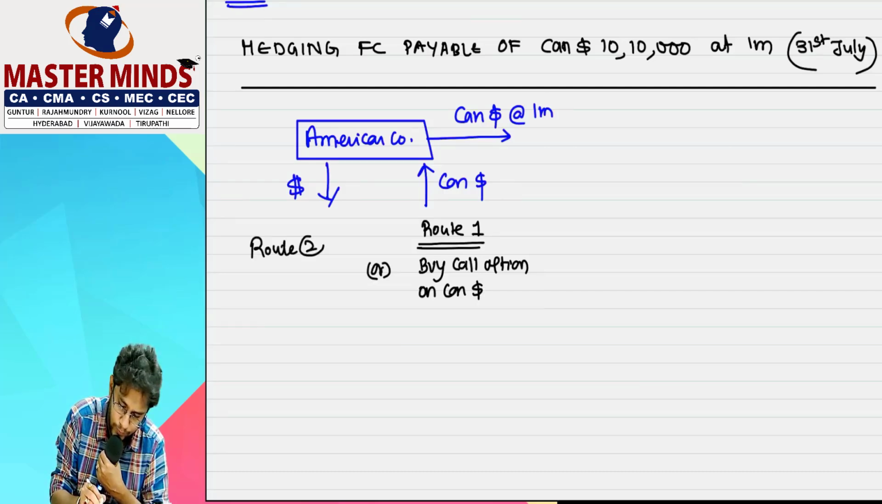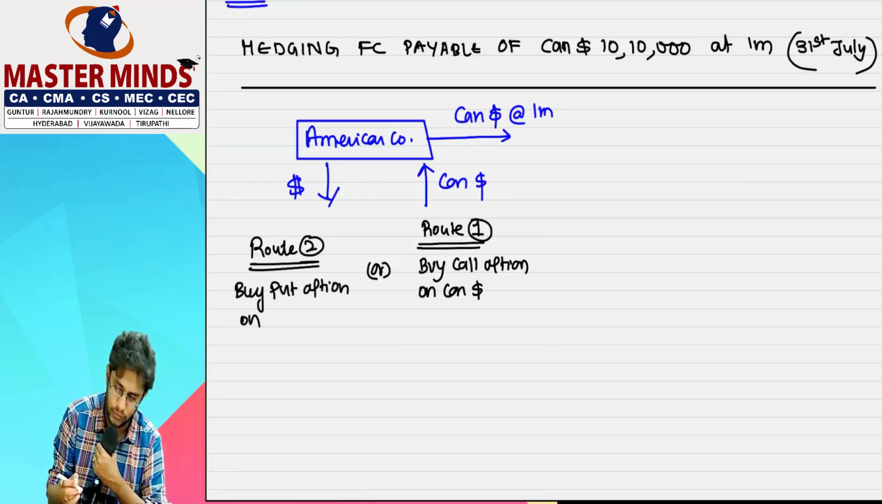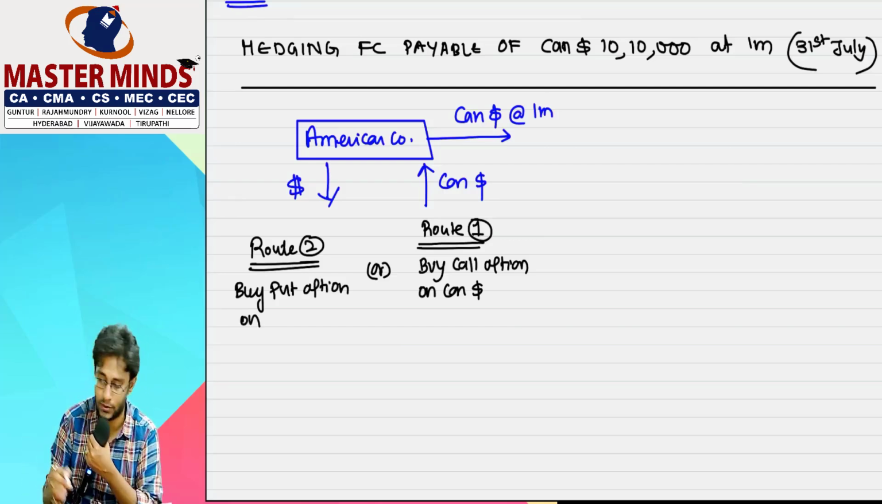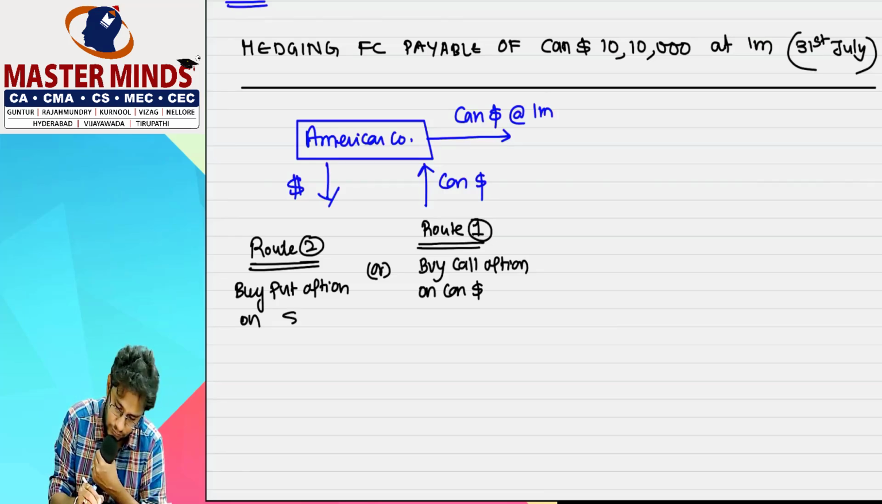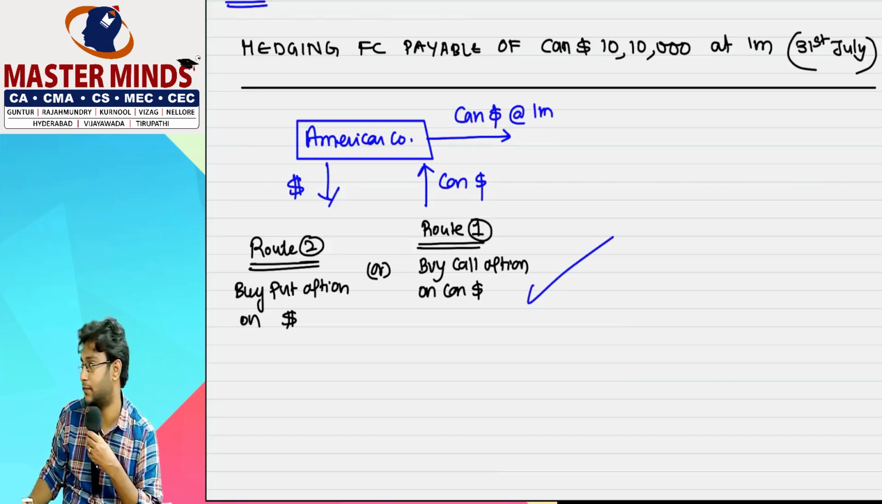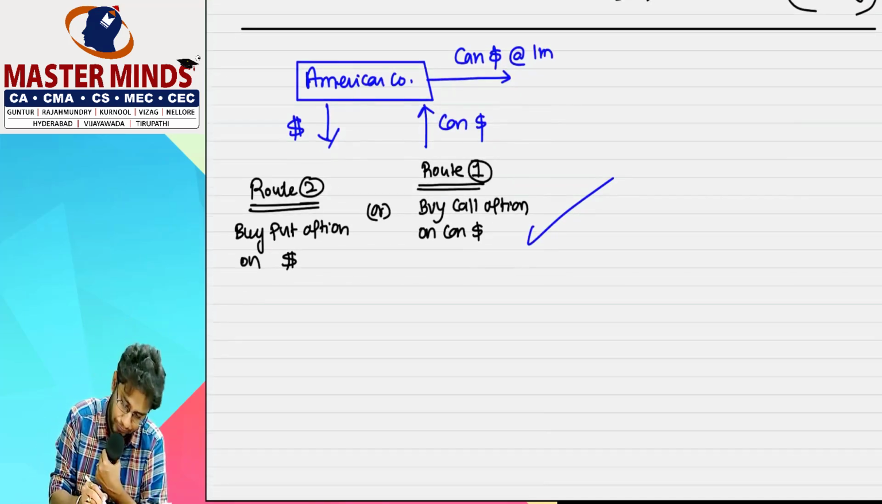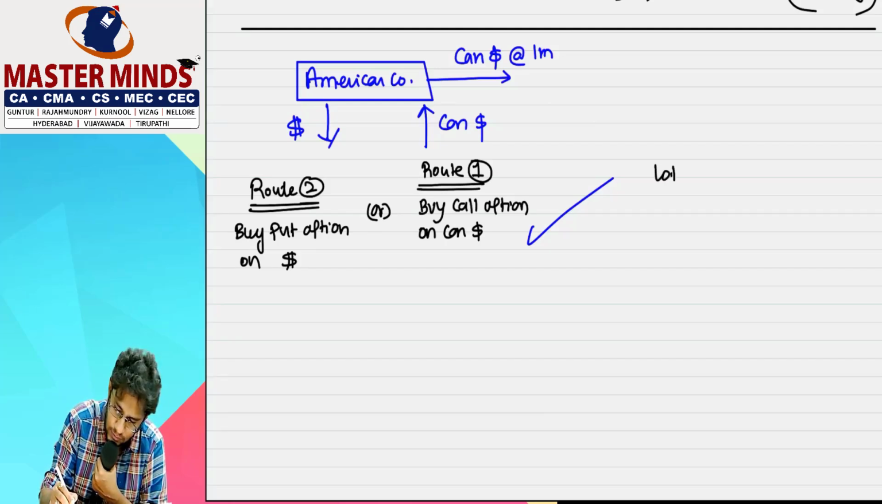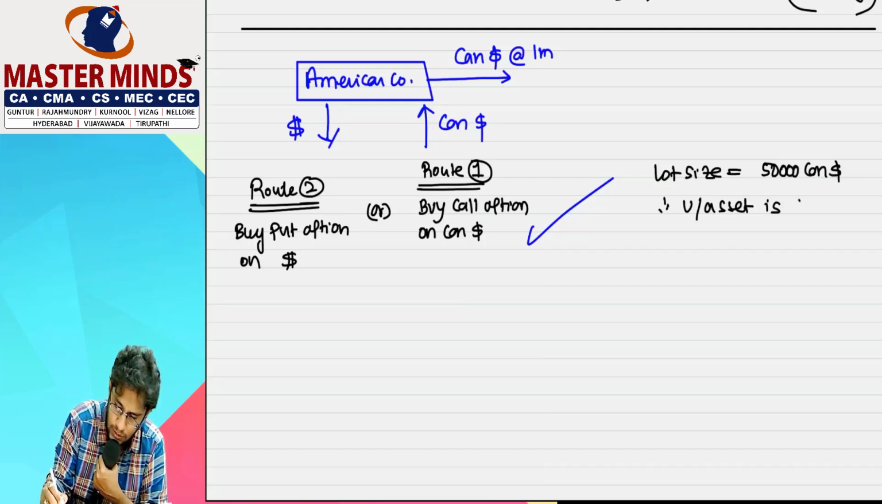or route 2. Don't become a writer, sir, only a holder. So the holder will have 2 choices, either buy a call option or buy a put option. So in this you will be selecting this. Why only this you are selecting is, lot size is equal to how much? 50,000 CAN dollars. Therefore the underlying asset is CAN dollars.